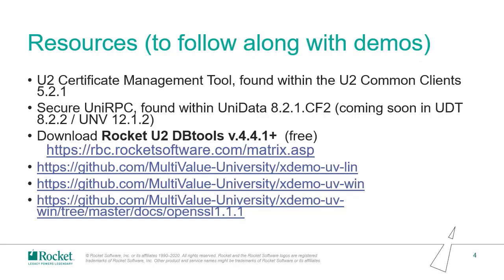Some resources to follow along with the demos. We've got the U2 certificate management tool, found within the U2 Common Clients, version 5.2.1 is the latest. That can be downloaded for free from our product availability matrix at the link you see below. The DB Tools version 4.4.1 there. We have the secure UniRPCD that's found in the Unidata coming 8.2.2 release and Universe 12.1.2 coming release, and is actually in a late 8.2.1 Unidata hotfix as well.